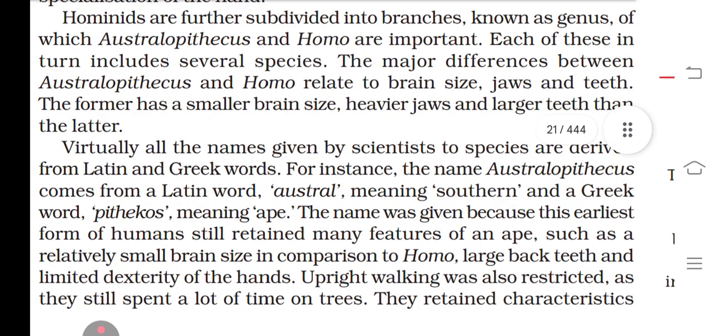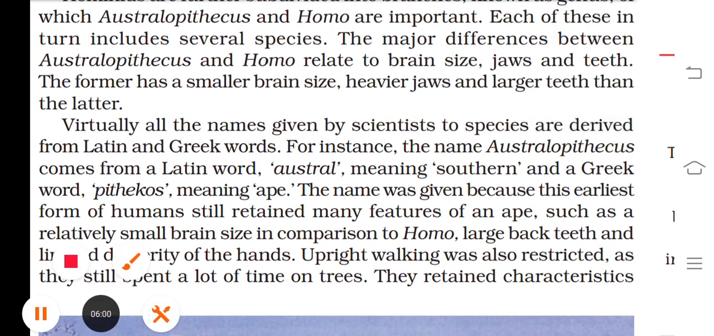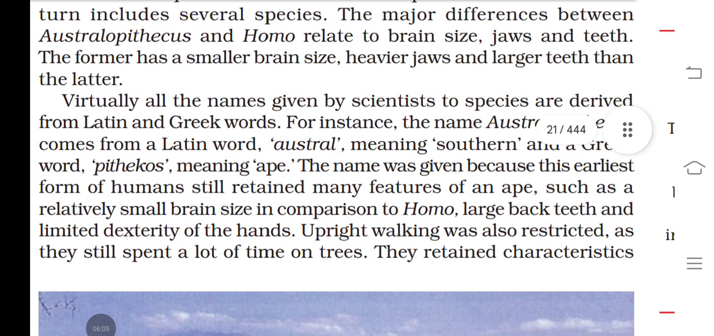Hominids are further subdivided into branches known as genus, of which Australopithecus and Homo are the important ones. Each of these in turn includes several species. The major difference between the Australopithecus and Homo relates to brain size and teeth.